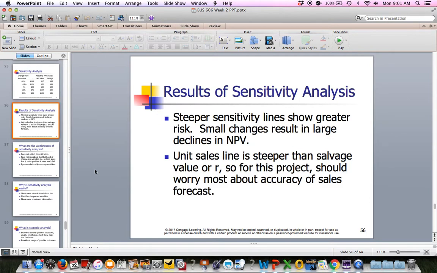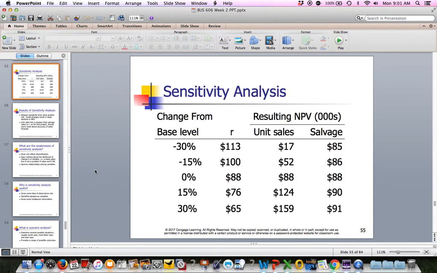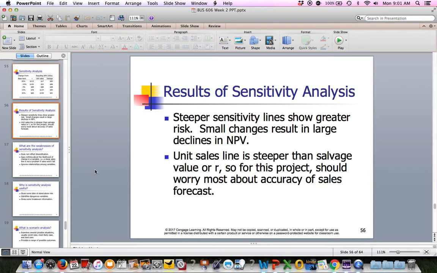Steeper sensitivity lines, if you were to graph them, would have more risk. Small changes result in large declines in NPV. If the unit sales line is steeper than salvage value, we'd worry about an accurate sales forecast. So really what you do is you graph it, and that graph will show you what the sensitivity and the risk is.